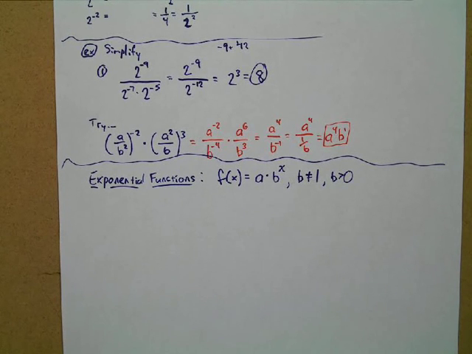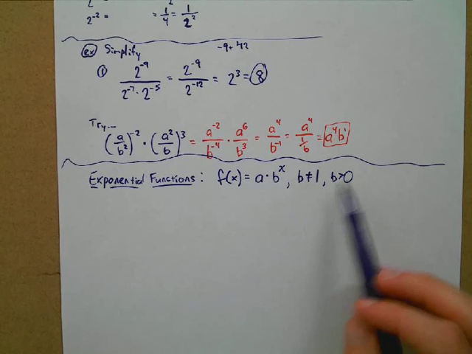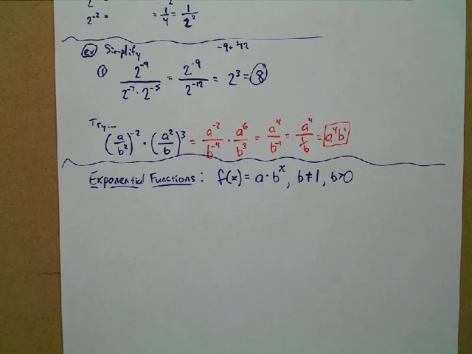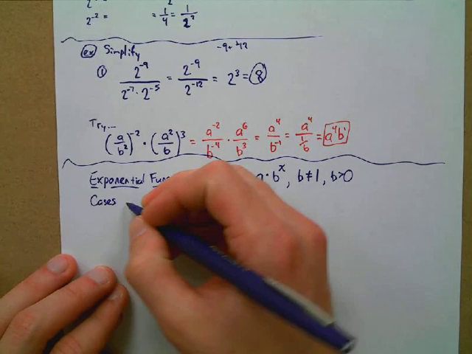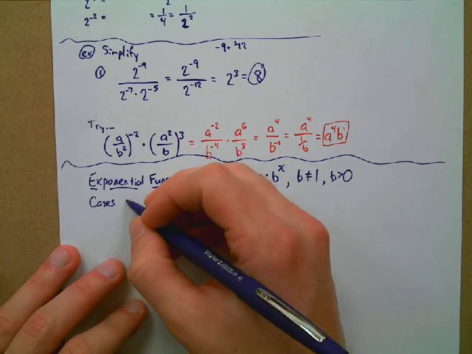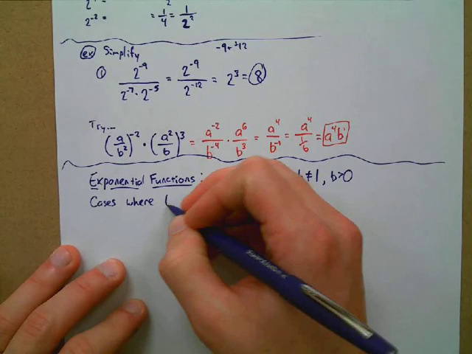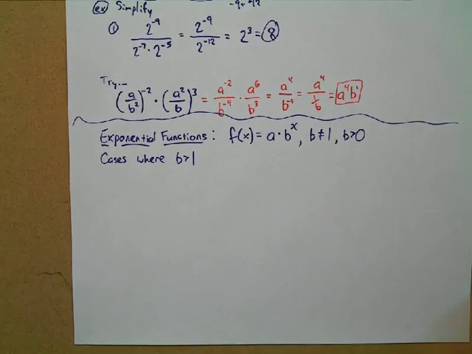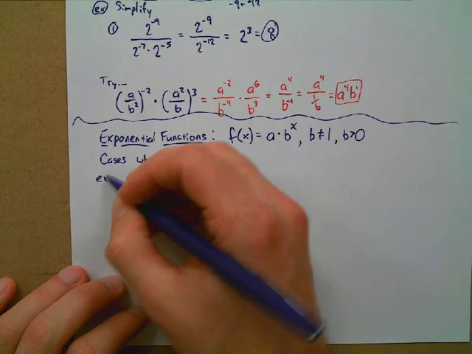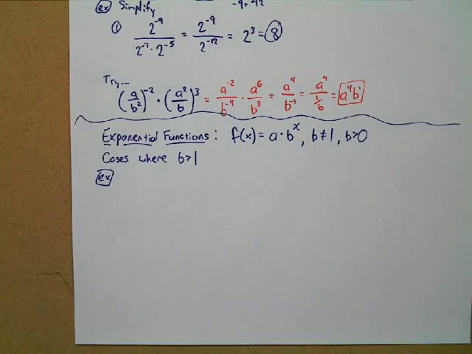Well, we're going to talk about one case here. We'll talk about the cases where b is greater than 1. Okay, cases where b is greater than 1. So as an example here, we'll look at f of x equals 3 to the x. Okay, f of x is 3 to the x.